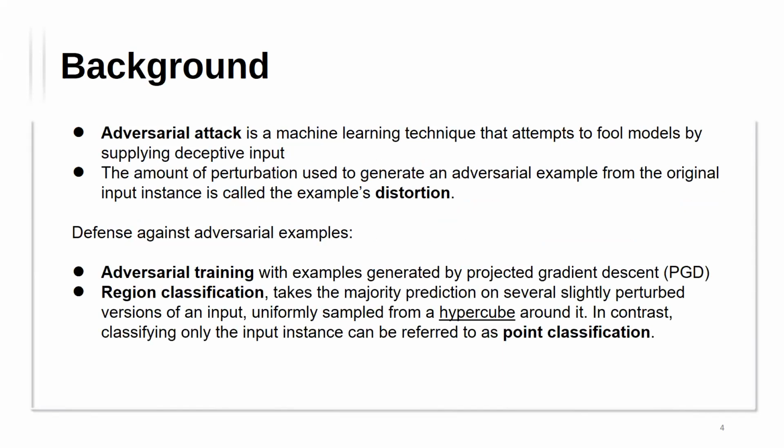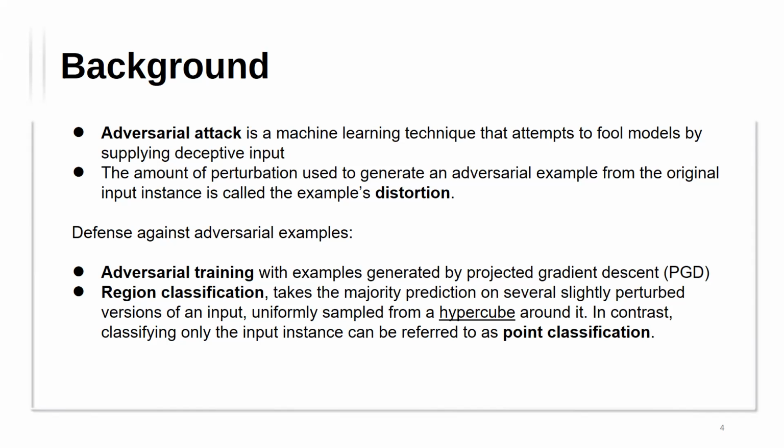To be more specific, an adversarial attack is a technique that attempts to fool models by supplying deceptive input. The amount of perturbation used to generate the adversarial samples is called the example's distortion. Later, we may use perturbation and distortion interchangeably.